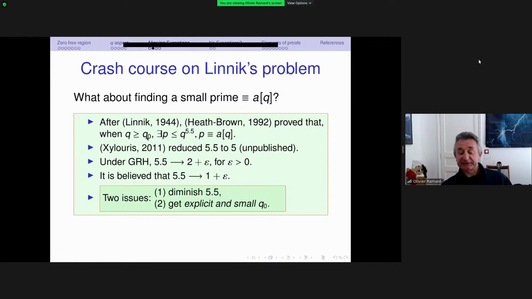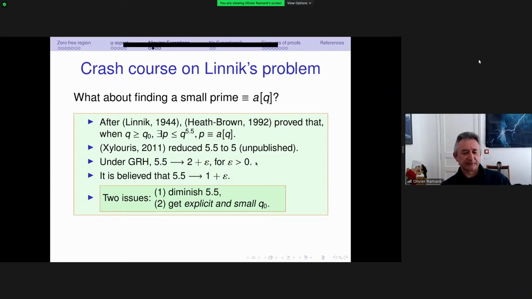I mean, it is explicit. You can give a value for Q naught, but it's very large up to now. I don't even know of any given value. It's extremely large. If we assume the generalized Riemann hypothesis, so the Riemann hypothesis for all the L functions, we can reduce 5.5 to 2 plus epsilon. And it should be possible to get it explicit. And I think it has been done by Bach and Sorenson 20 years back, but I'm sorry, I forgot. But under GRH, it's possible to get it explicit.